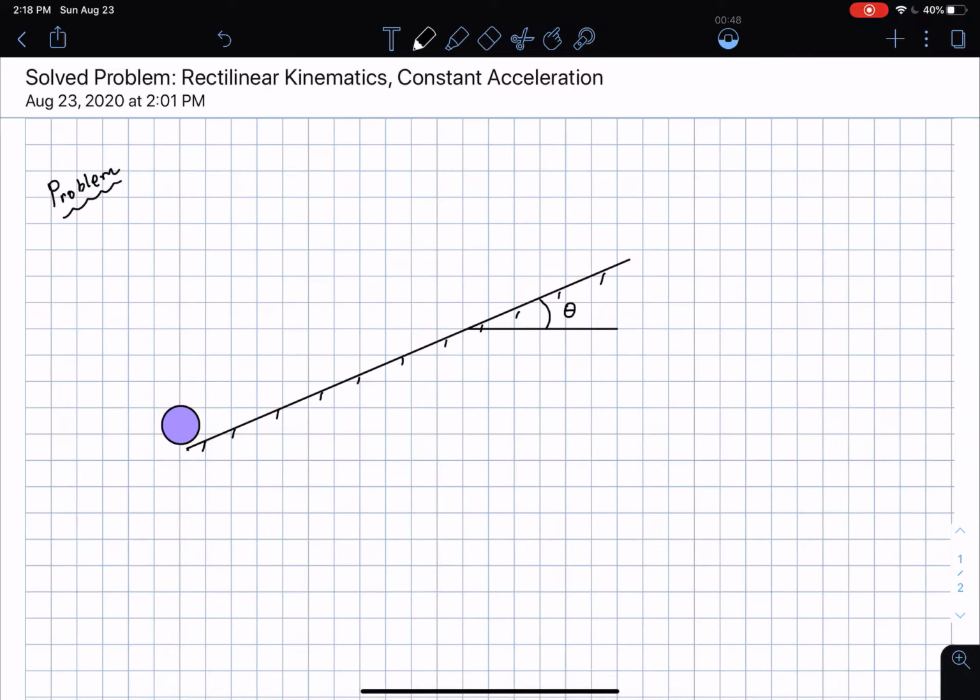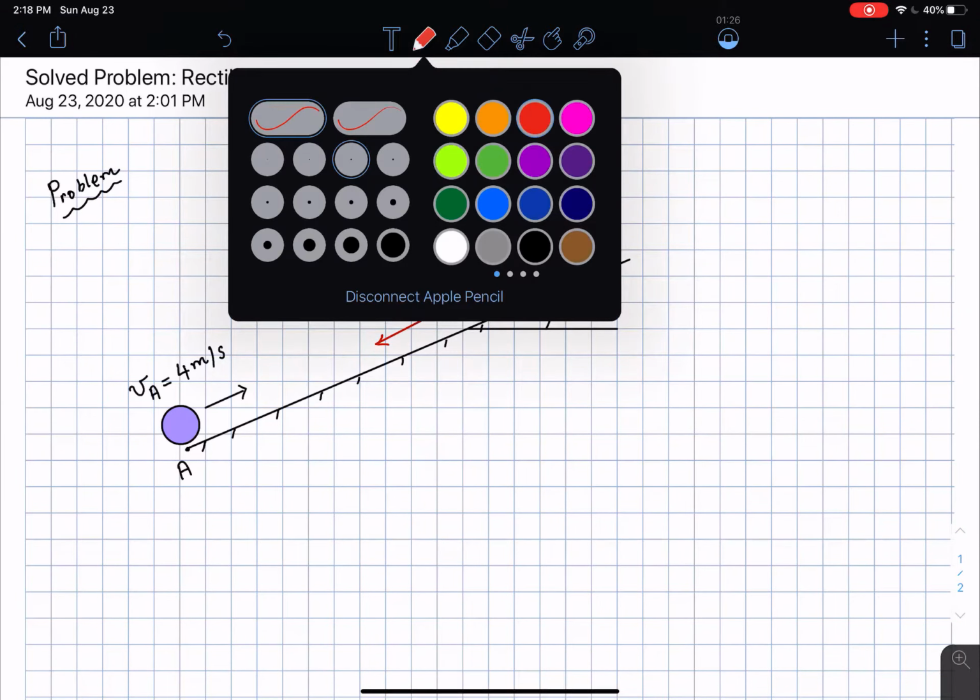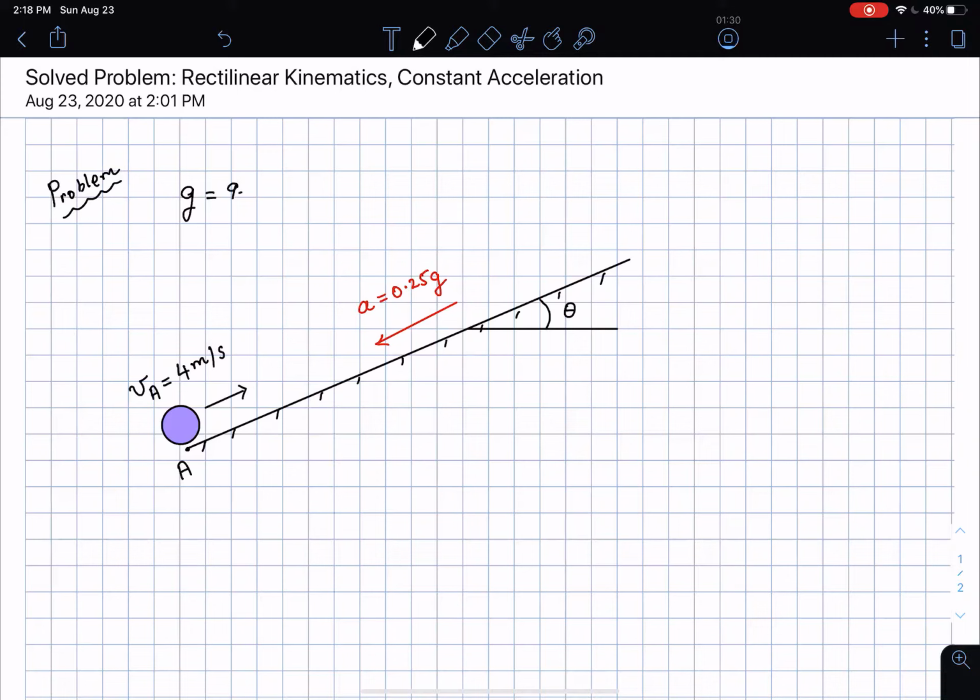And this is starting at the location, let's call it A, and you're told that the ball is given an initial velocity as it starts along the incline in the following direction. So VA is 4 meters per second. As the ball travels along the incline, it is subjected to a constant downward acceleration in the direction of the incline, and the magnitude of that is given to us as follows. As the ball travels up, there is an acceleration pointing down the incline. This is 0.25 g, where g is acceleration due to gravity, 9.8 meters per second square.